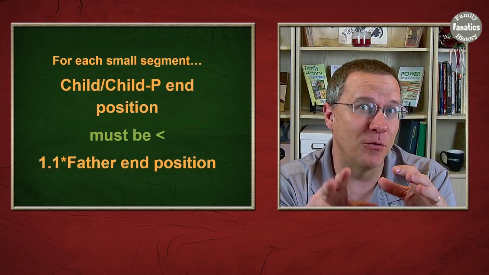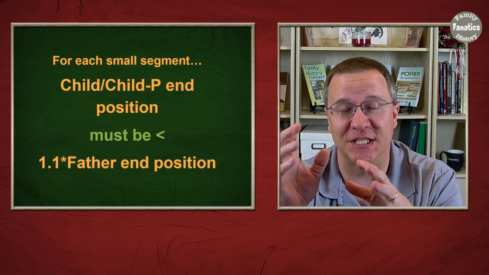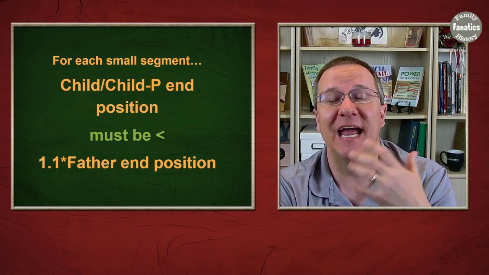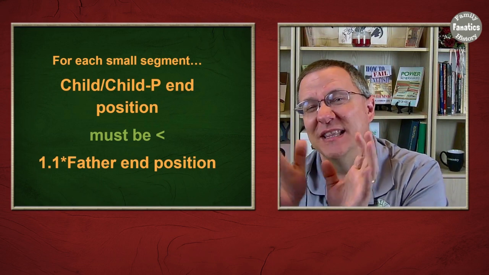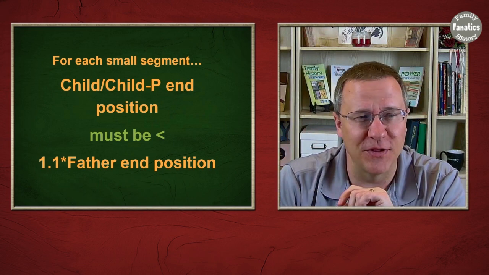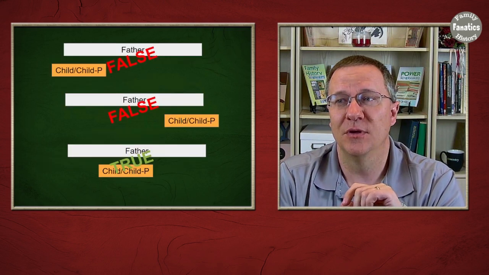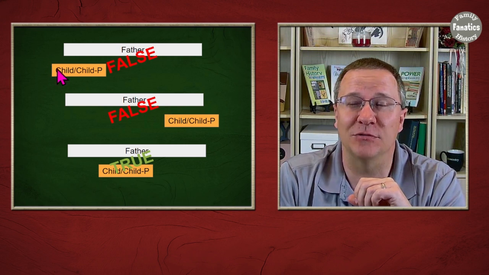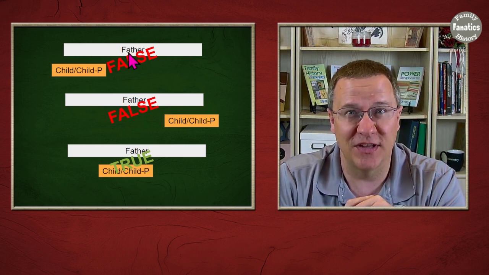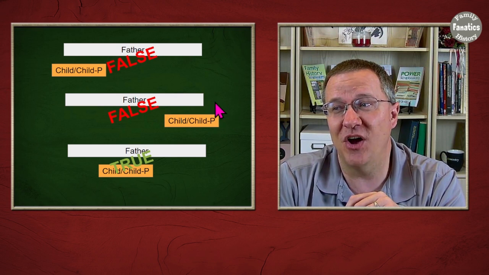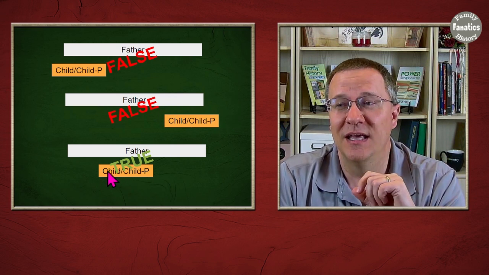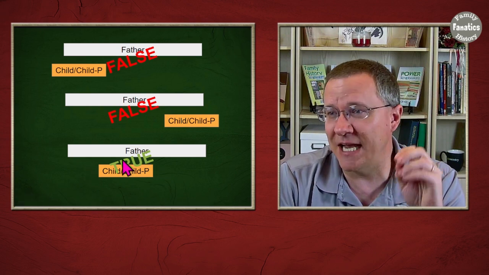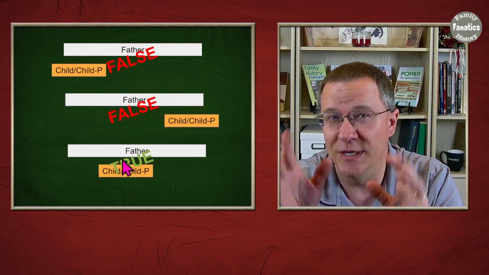So since I did that for the start position, I'm also doing it for the end position. In this case, I'm adding 10% to the father's end position, and the child's end position has to be less than that. So graphically, what does this look like? Well, if the child is outside of it on the start, that's a false segment. If the child is outside of it on the end, that's a false segment. If the child completely fits anywhere within one of those father's segments, I'm calling that a true segment.